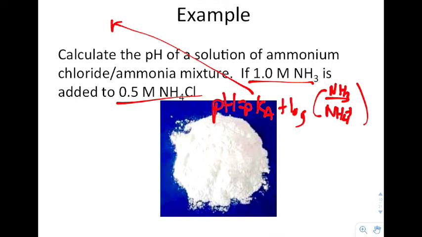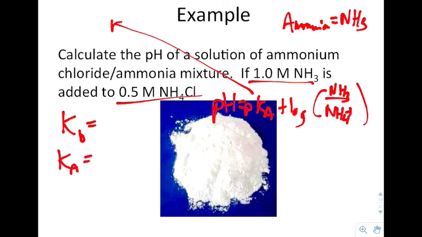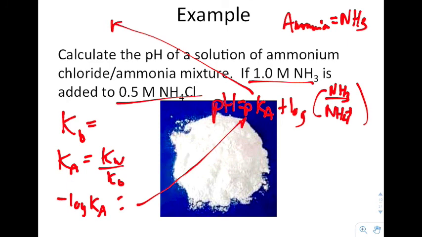So instead you have to say, okay, I've got ammonia, which is NH3, which is a base. So at this point I'd say, well, what's the Kb value? When you get that Kb value, you'd say, okay, the Ka is going to equal Kw divided by Kb. Once you do that, now you have the Ka value, and you can take the negative log of Ka and solve for the pKa. Once you have that, you'd have plus log, and then your NH3 concentration divided by your NH4+ concentration.